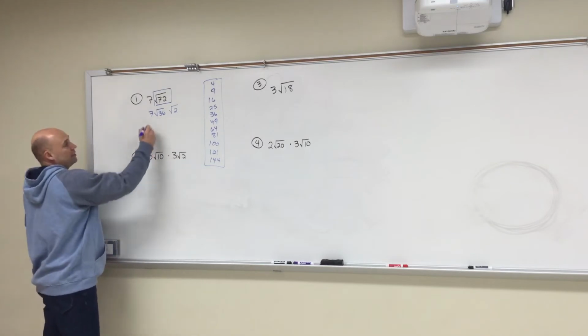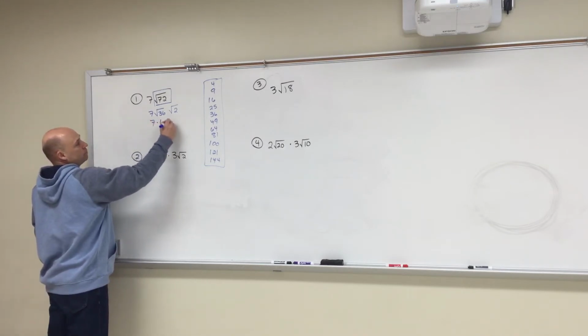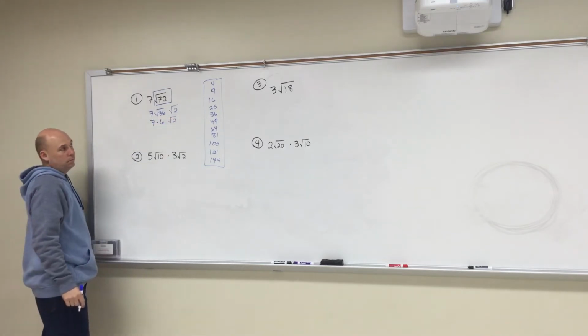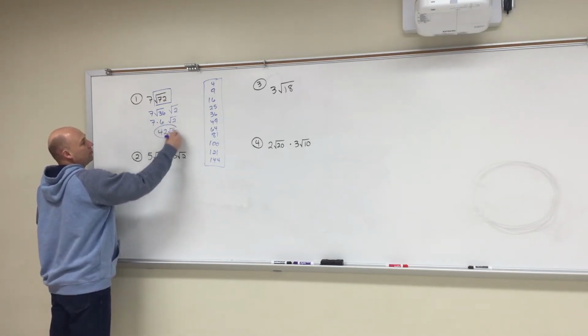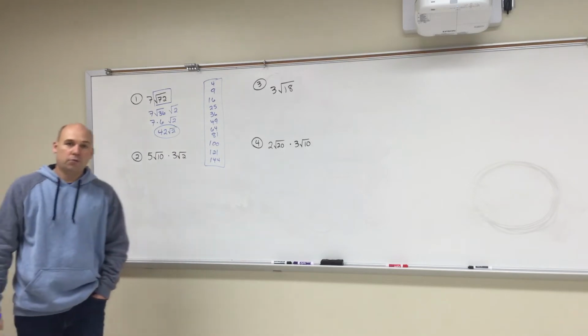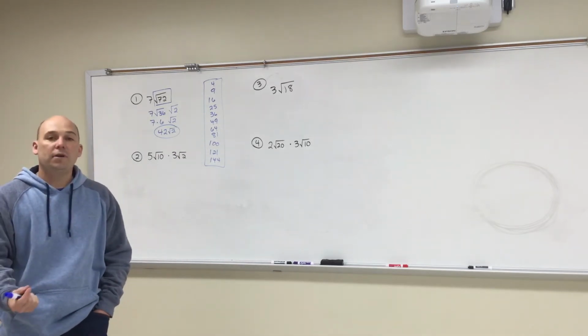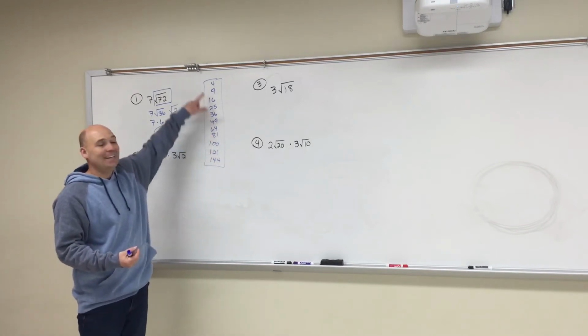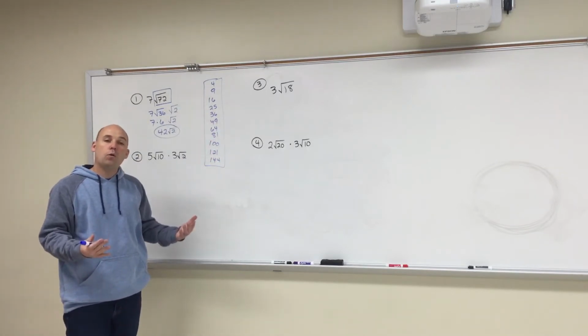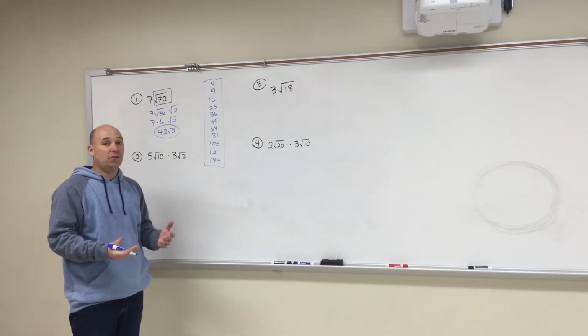So the square root of 36 is 6. 7 times 6 is 42. So my answer is 42 radical 2. Again, what I'm trying to do is make it so the number under the radical can't be divided by any of these numbers. That's the goal. And if it can't be divided by these numbers, then you're finished.